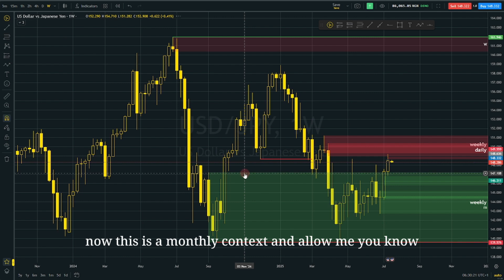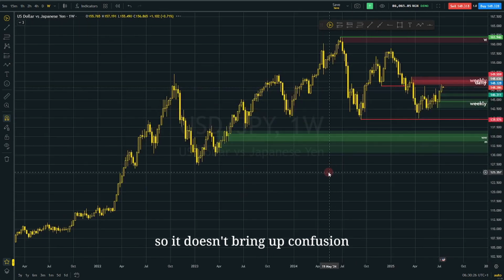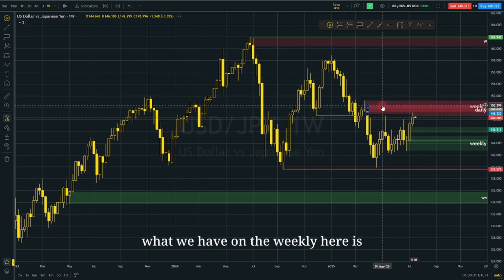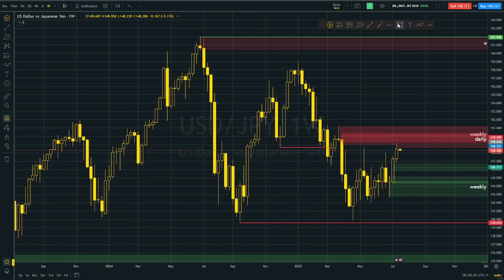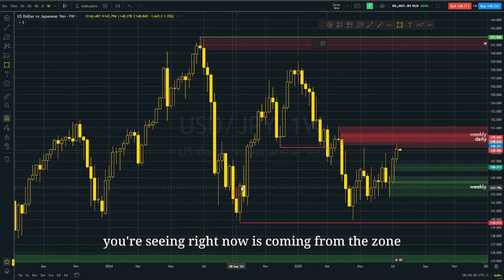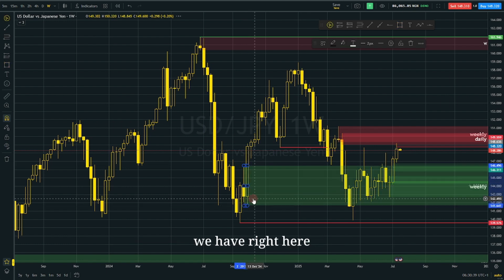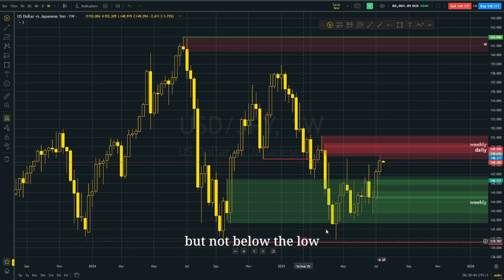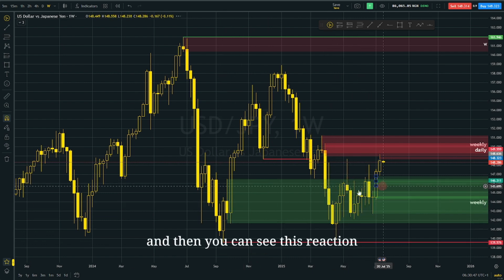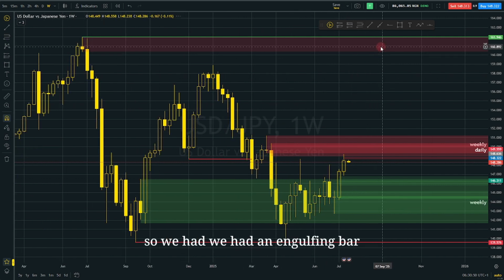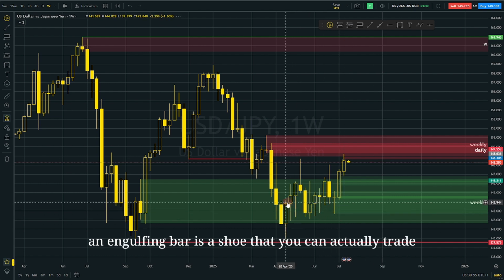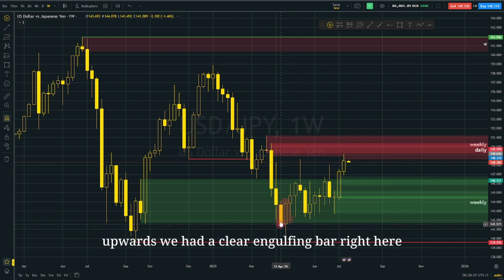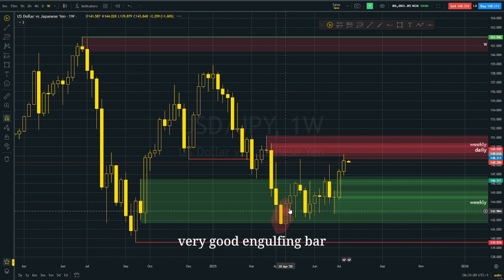Now this is a monthly context, and allow me to put this out of the way so it doesn't bring up confusion. What we have on the weekly here is this reaction you're seeing right now, coming from the zone we have right here. This is the weekly zone, and price broke below the zone but not below the low, and then you can see this reaction. So we had an engulfing bar. You can see what I mean by on the same time frame. An engulfing bar is a sign that you can actually trade upwards.